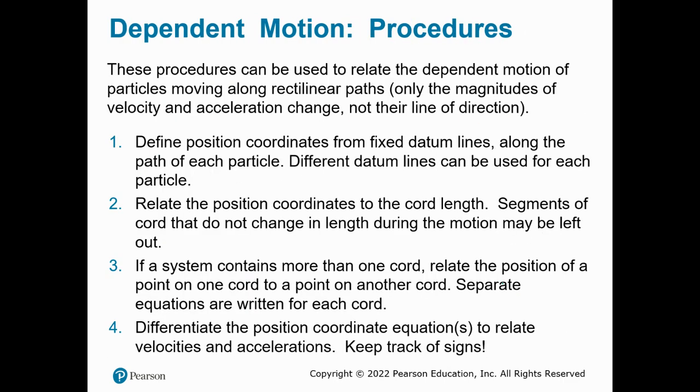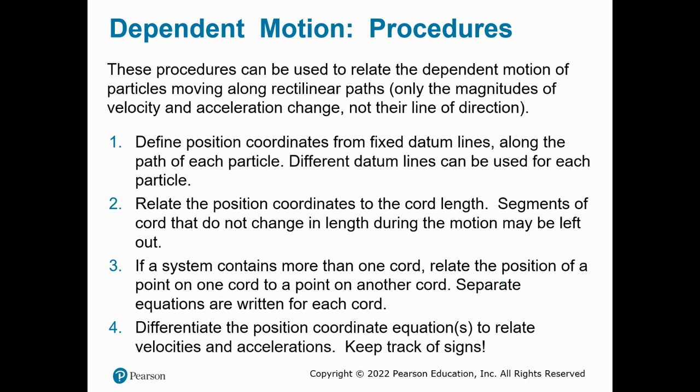Now, general steps to write the dependent motion equations, whenever you see problems like this: first, define a positive coordinate from a fixed reference line, a fixed datum line, along the path of each particle. The datum line can be different for different particles, so there may be different ways of writing our equation, as we discussed on the previous two slides. Next, step number 2, relate the positive coordinate to the chord length. Segments of the chord that do not change in length during the motion may be left out.